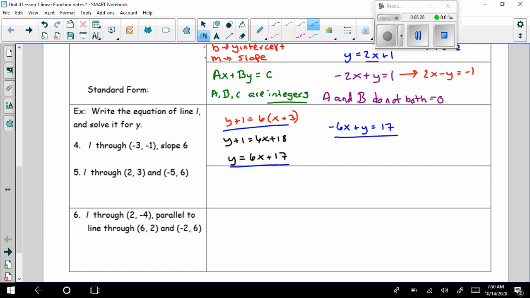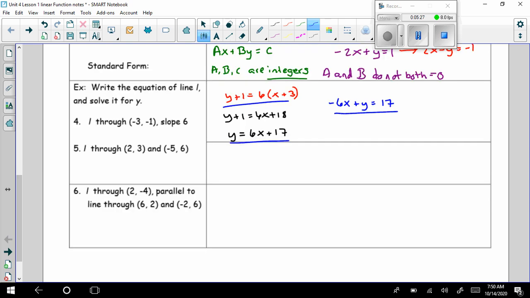Okay, go ahead and pause and try 5. Okay, quick reminder, with 5 you have to start by finding the slope, and so you're going to plug things into your slope formula. So y2 minus y1 over x2 minus x1. It doesn't really matter which one's 1 and which one's 2, so long as the 6 and the 5 are aligned vertically and the 3 and the 2 are aligned vertically. Okay, go ahead and find your slope and then finish that problem out.